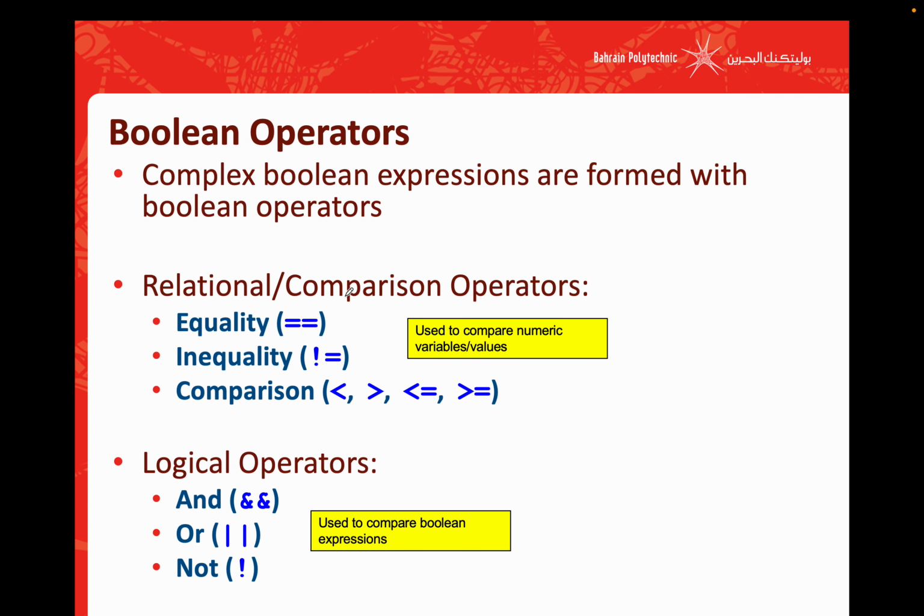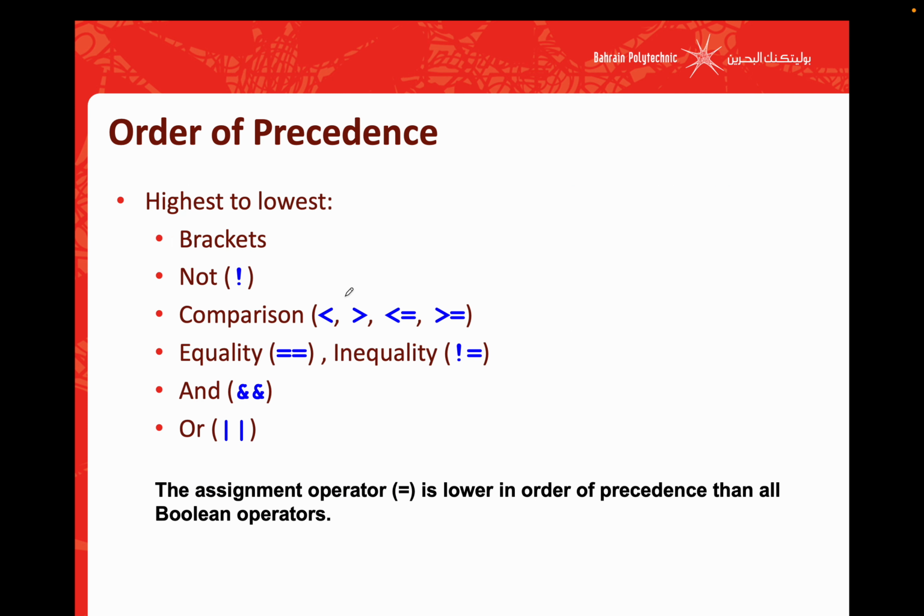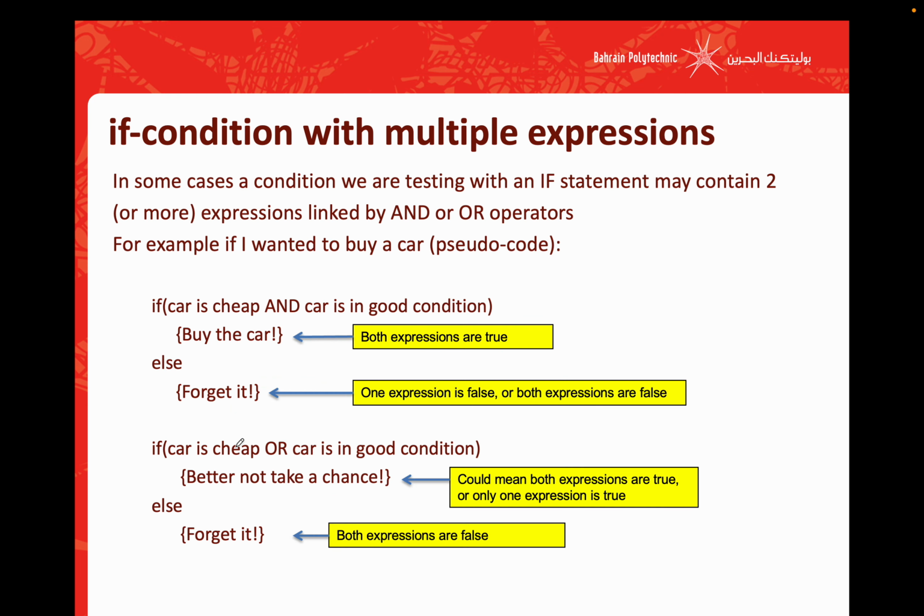Okay, now all of these operators allow you to make conditions. We've spoken about them, and this is the precedence. The first priority is for brackets. The second priority is for not. The third priority is for all the comparison operators, then all the equality operators, and then finally or. Okay, and this is an example here.